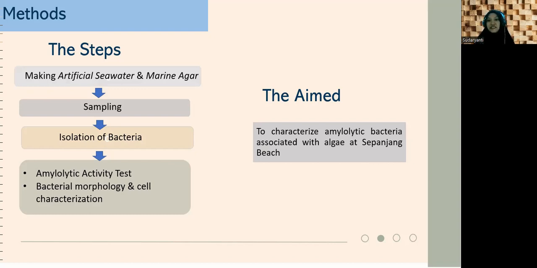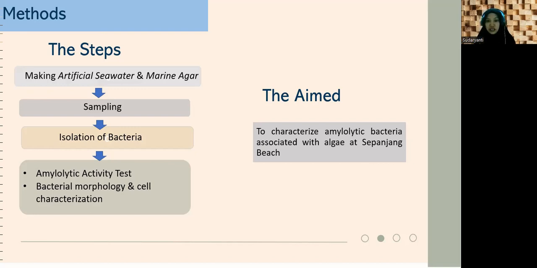Algae samples that have been taken are then rinsed using sterile distilled water. Weigh the sample for 1 gram and then put it in a plastic bag that already contains 9 milliliters of physiological solution. And the last step is amylolytic activity test and bacterial morphology and cell characterization.